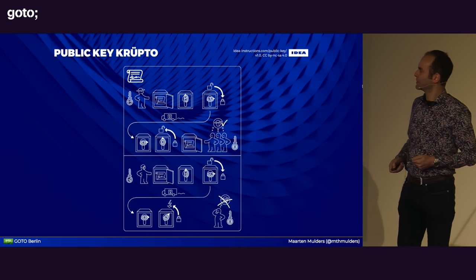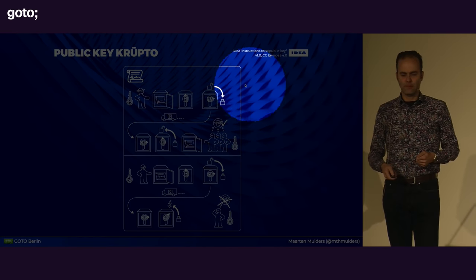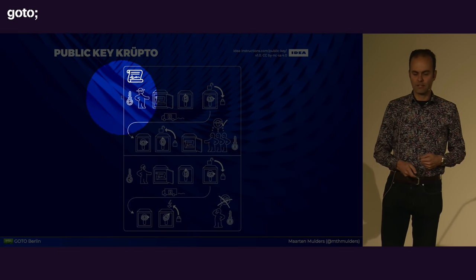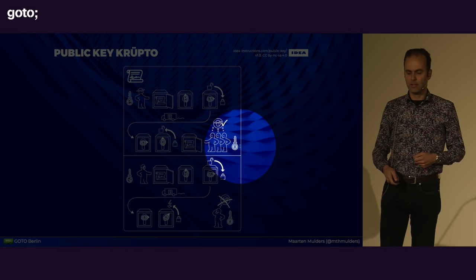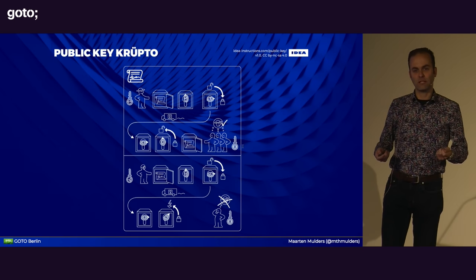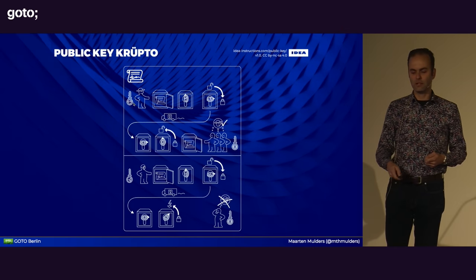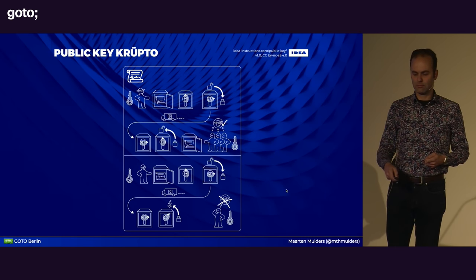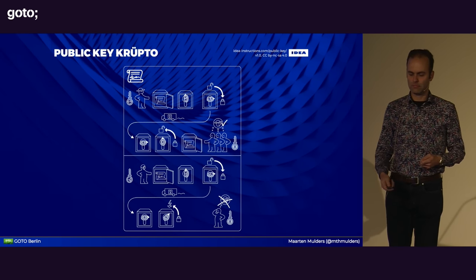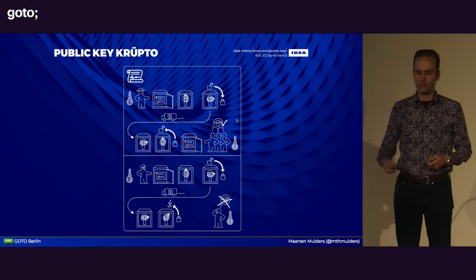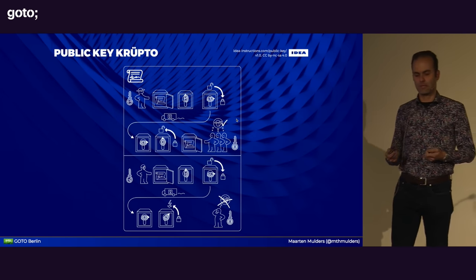What we see in this picture is that there's a private key again, and there's a public key again. And it's distributed in the same way as before. So this person is the only one holding the private key, and all these persons down there have access to the public key.